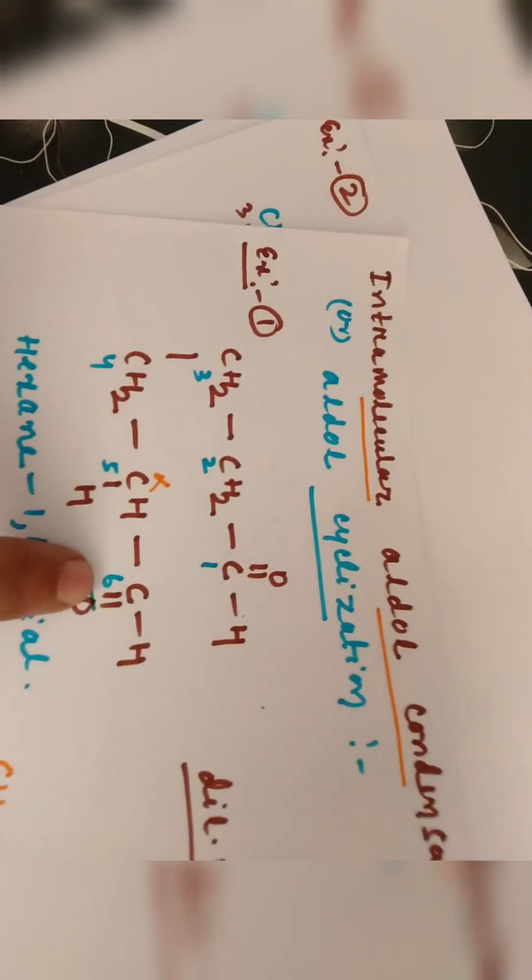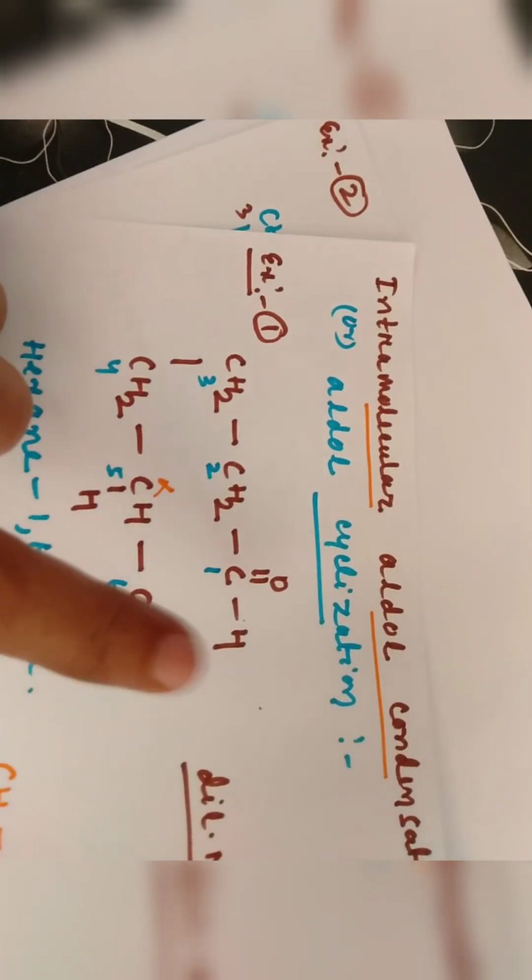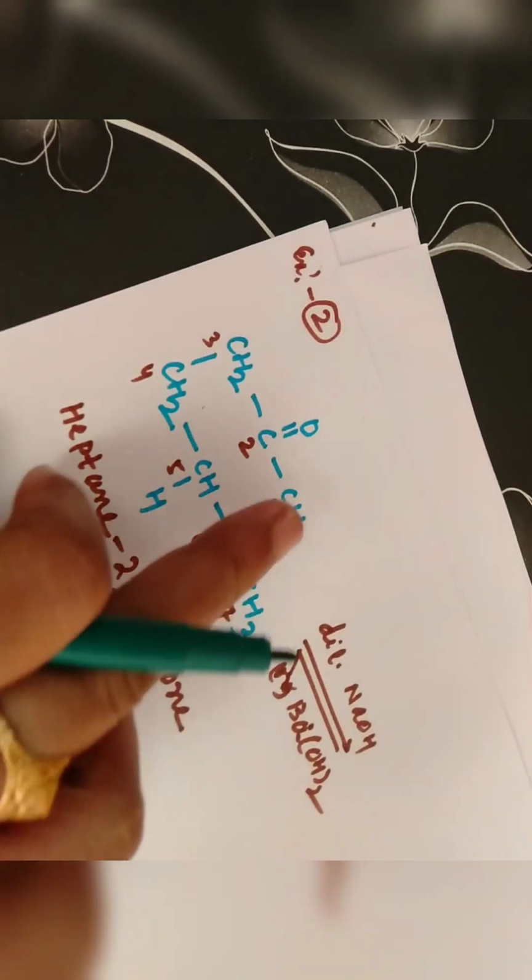Similarly, let us discuss another compound. This is an example of an aldehyde, where an intramolecular condensation occurs between a molecule in which two aldehyde functional groups are present. Now we will discuss another example where two ketone functional groups are present.